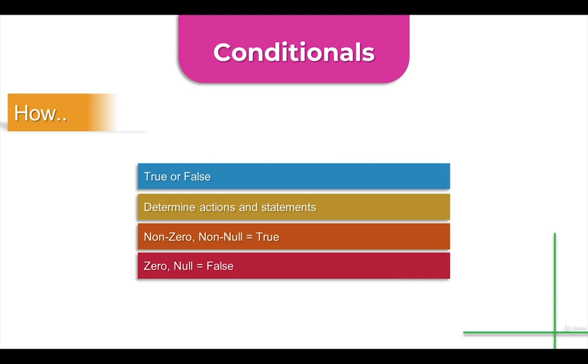The following is the general form of a typical decision-making structure found in most programming languages. These conditions can be used in several ways, most commonly in if statements and loops. The Python programming language assumes any non-zero and non-null values to be true, and if it is either zero or null, then it's assumed to be a false value. Great. So now we're ready to learn control statements.